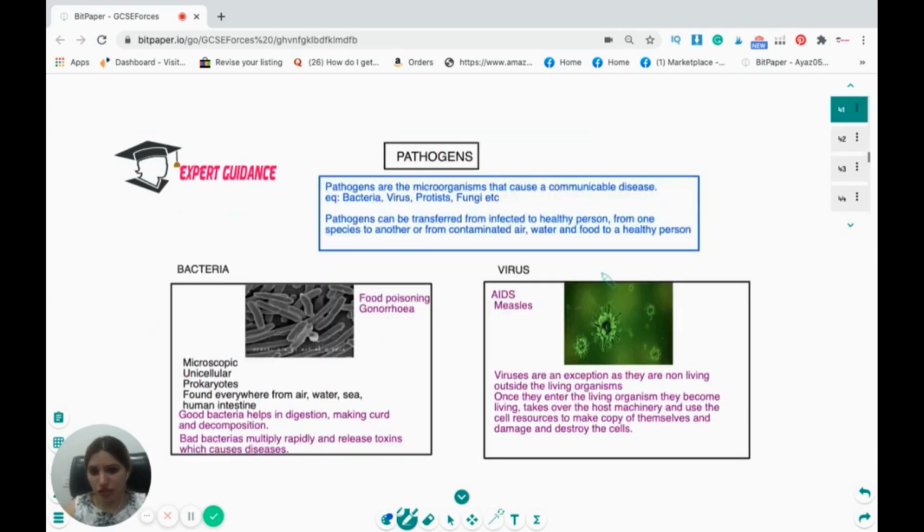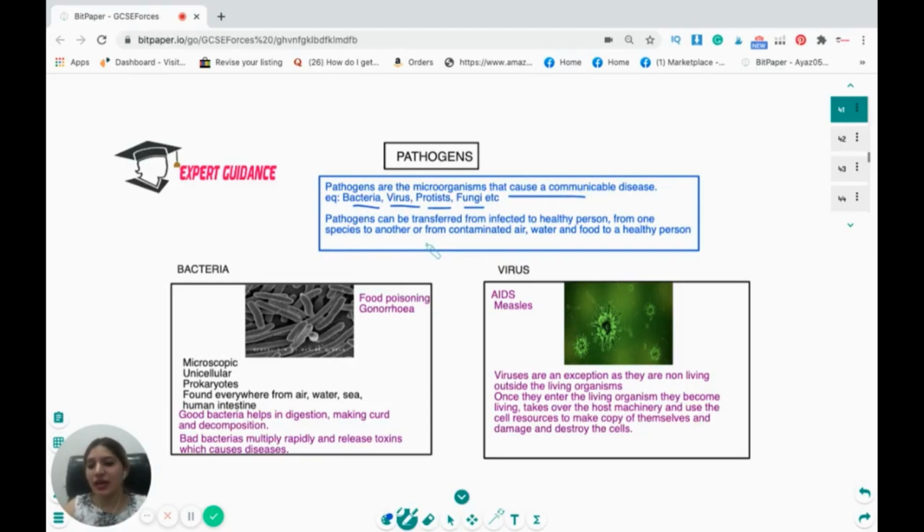Now, as we said, communicable diseases are caused by pathogens. So you should know what pathogens are. Pathogens are the microorganisms that cause a communicable disease. Examples: bacteria, virus, protist, fungi. And a pathogen can be transferred from an infected to a healthy person through air, water, and food.